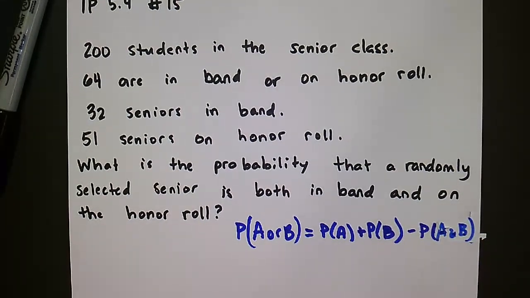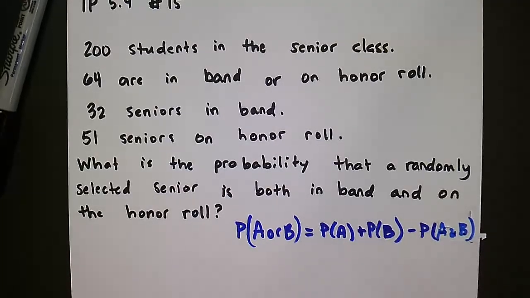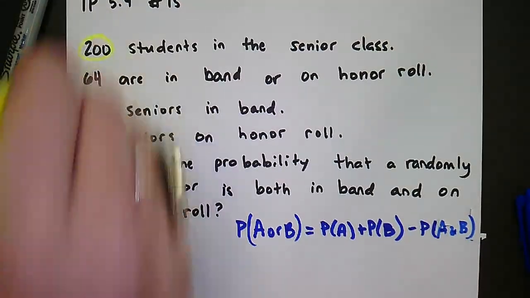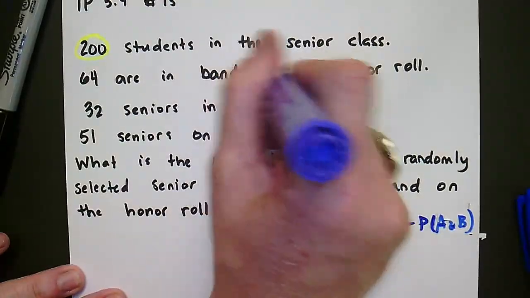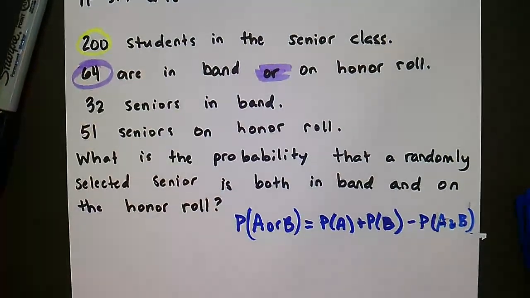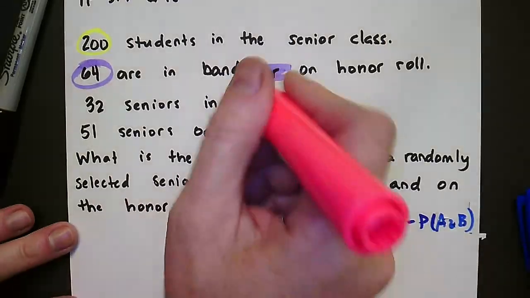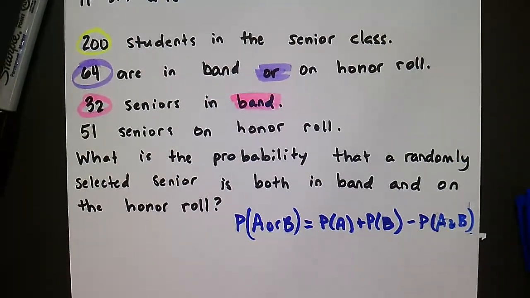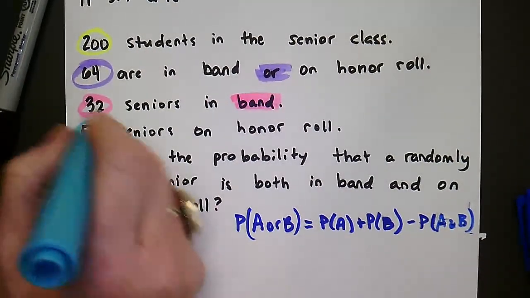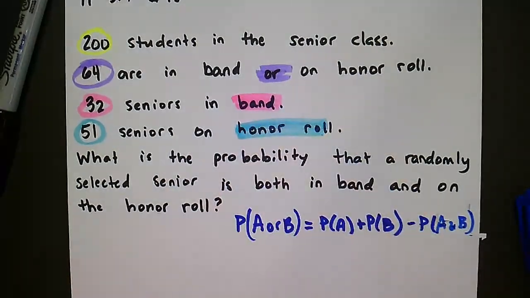All right, I am going to use the formula, but I'm also going to set this up in a two-way table because it's a little bit easier for me to see it. So I want to make sure I got all those numbers clear in my head. That's my 200, that's my grand total. All of the seniors is 200. And then I have an or total here, and that's my 64. 64 in one or the other. And then I have marginal totals here for band, which is 32. And then I have another marginal total here for seniors on the honor roll. So there's 51 on the honor roll.